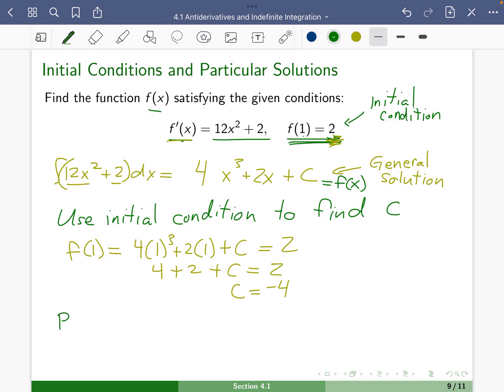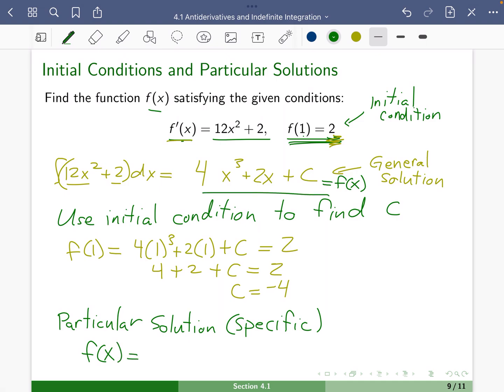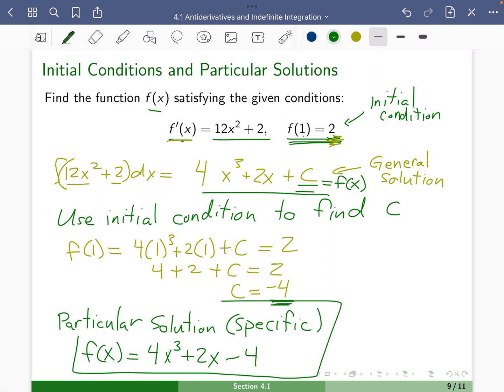So our particular solution, it's also called a specific solution, is going to be f of x is equal to 4x cubed plus 2x, but in place of c, we're going to plug in this specific value of c, this particular value of c. So we have found a particular solution, a specific solution. Excellent. Let's look at a second example.